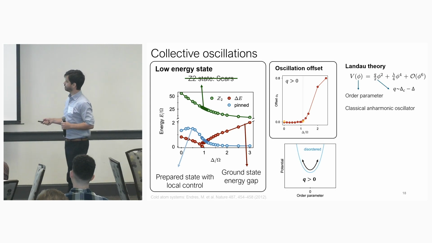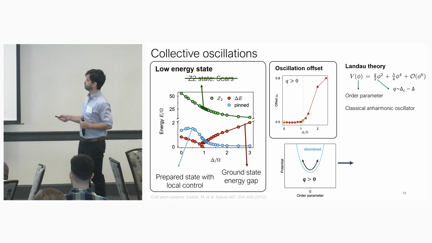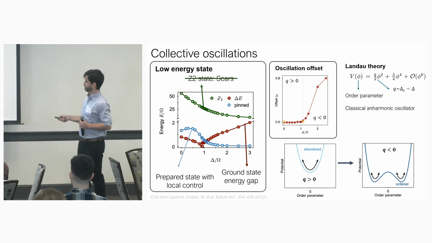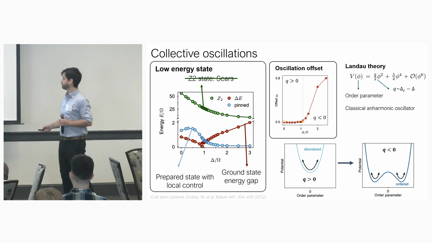So the picture is that you have this type of quartic potential. In the disordered phase, this term is positive, so you have this type of potential, and the order parameter is just oscillating back and forth around 0. However, as you go through the phase transition, this Q goes to 0 and then becomes negative. And then you have this type of double well potential, and the oscillations will be around the minimum of this potential. It's a finite value of the order parameter.